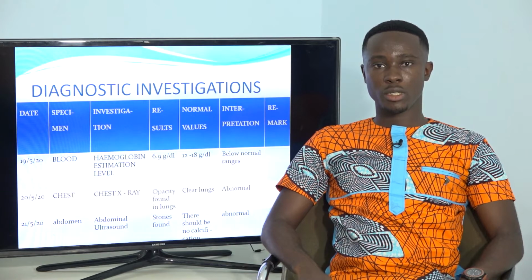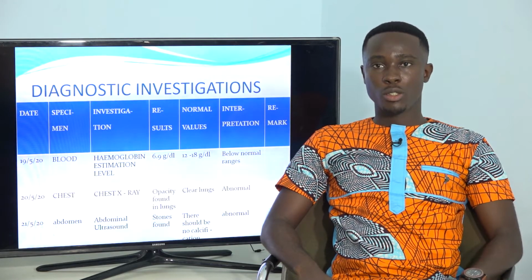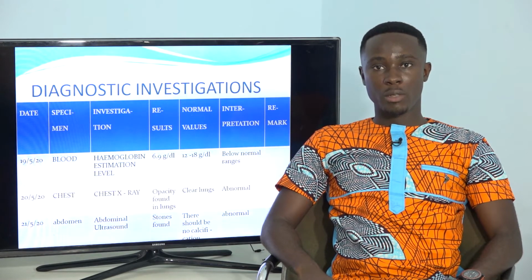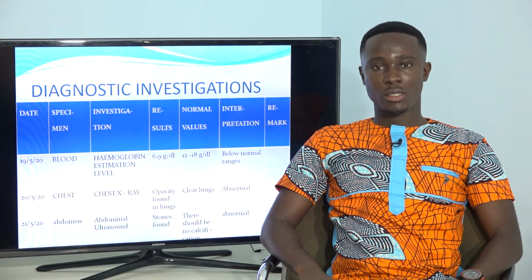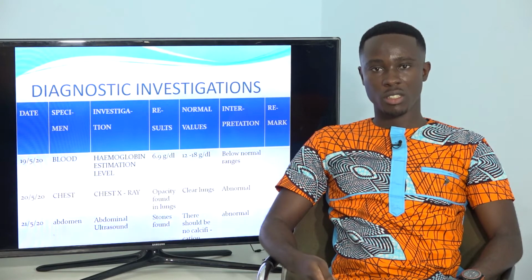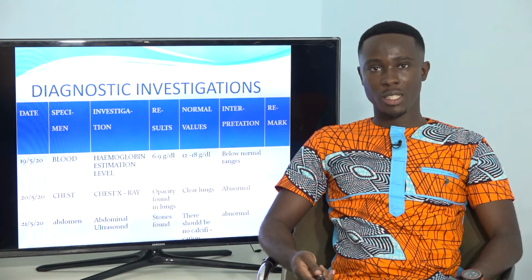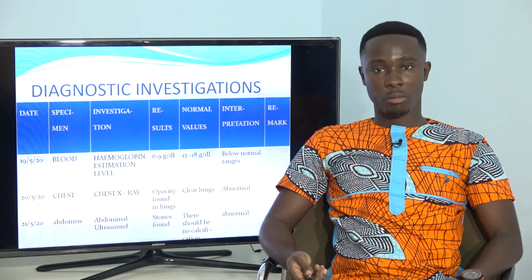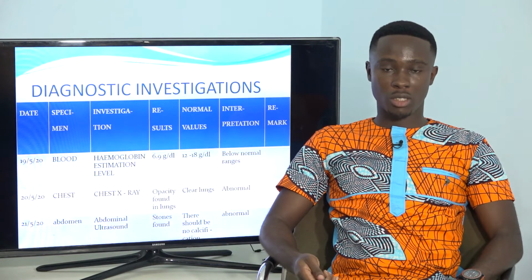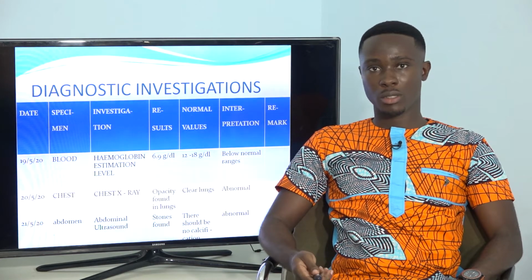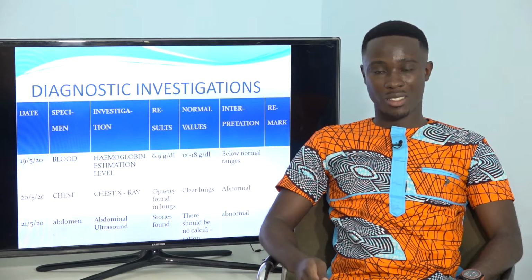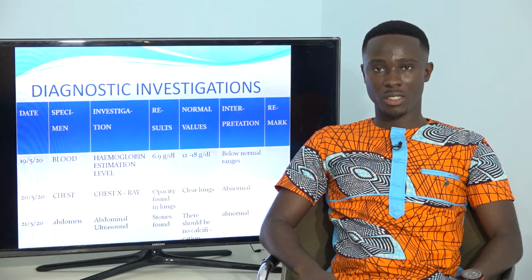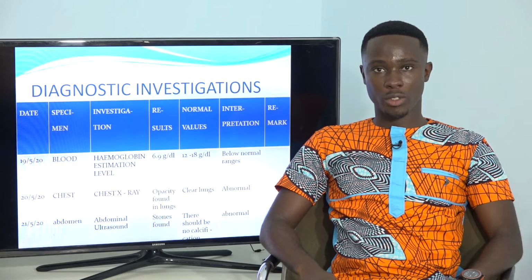So to start with the diagnostic investigations, every patient, when admitted, will be asked to do certain diagnostic investigations, laboratory investigations. It can be full blood count, blood urea electrolytes and creatinine, hemoglobin level estimation, chest x-ray, abdominal ultrasound, MRI, etc. There are a number of laboratory or diagnostic investigations that can be requested for the patient.